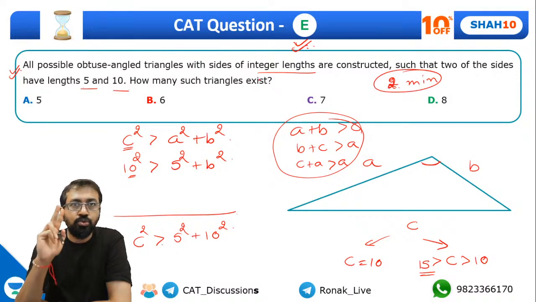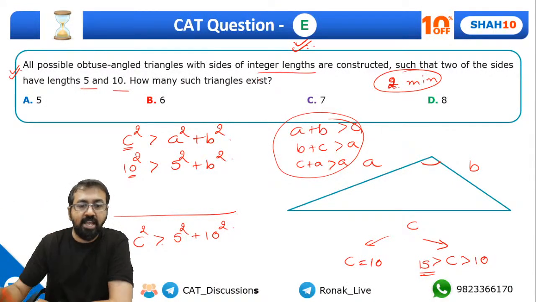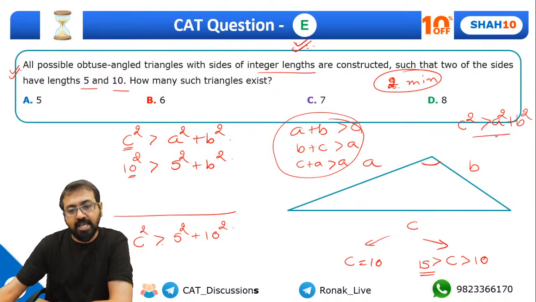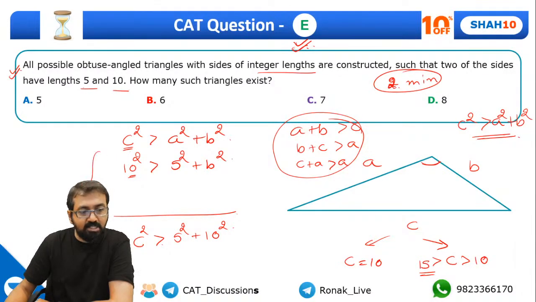So you just need to use two properties of a triangle. One, the sum of any two sides has to be greater than the third side. Second, in an obtuse angle triangle, as I have shown over here, the square of the side opposite to the obtuse angle, that is C square, should always be greater than the sum of the squares of the other two sides. So we need to use only these two properties. First case is that C is 10, and this is the second case. So 10 square should be greater than 5 square plus B square. What are the possible values of B, guys? Can you quickly tell me?